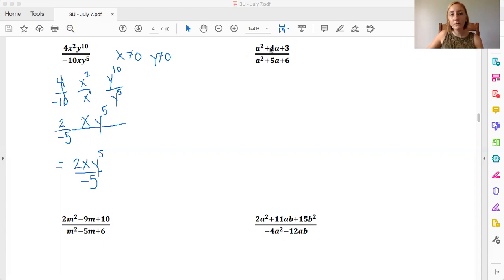Here we have two trinomials. They are simple trinomials for factoring. So our first step is to factor the top. So a squared plus 4a plus 3. We find two numbers that multiply to give us 3 and add to give us 4. Those two numbers are quite simply 3 and 1. Okay, so you guys should know this.